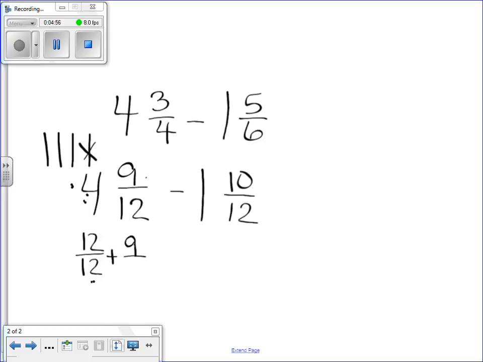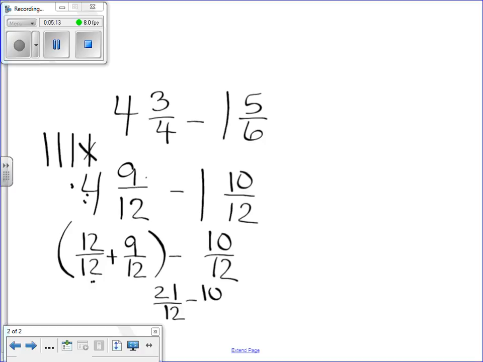So 12/12 plus 9/12. Doing my parentheses, I like to break things up. So 12 plus 9 is 21. 21 over 12. So then 21 minus 10 is 11/12. And now I have 3 minus 1, so it's 2. 2 and 11/12. If you said 3 and 11/12, you forgot to change your whole number 4. So it's 2 and 11/12. And 11 is a prime number, so you cannot simplify that. The only thing that makes 11 is 11 and 1. You cannot simplify it.